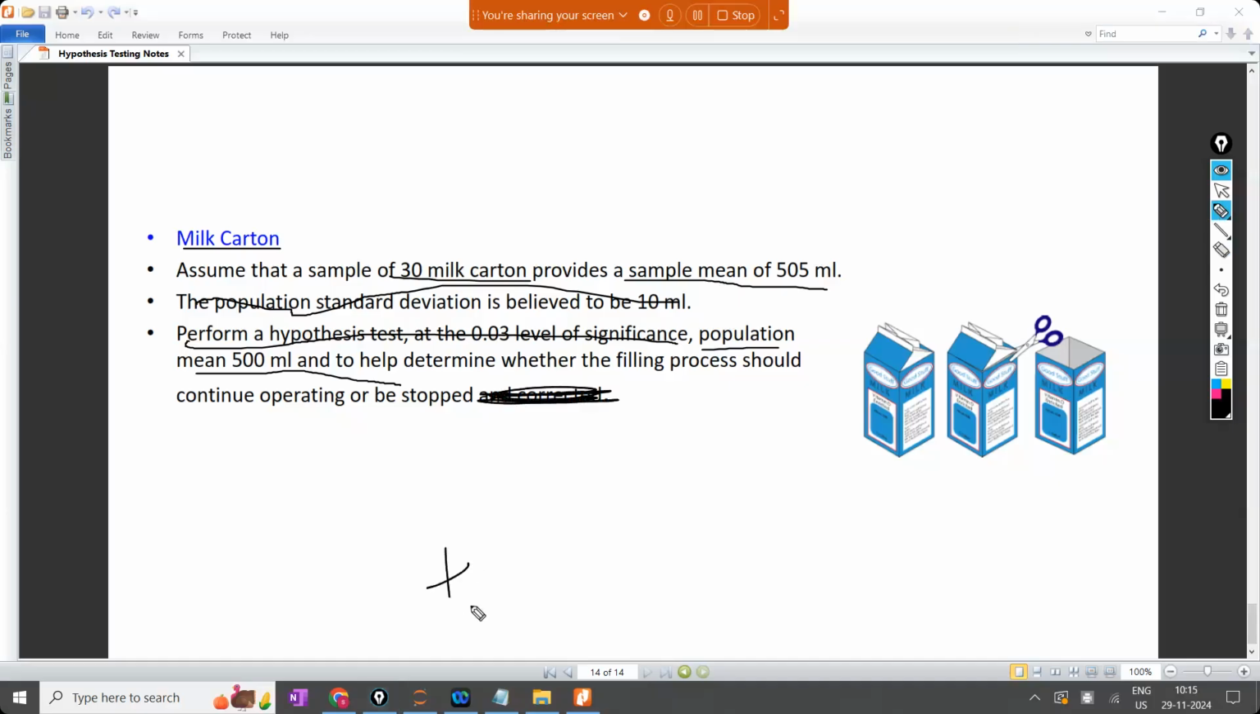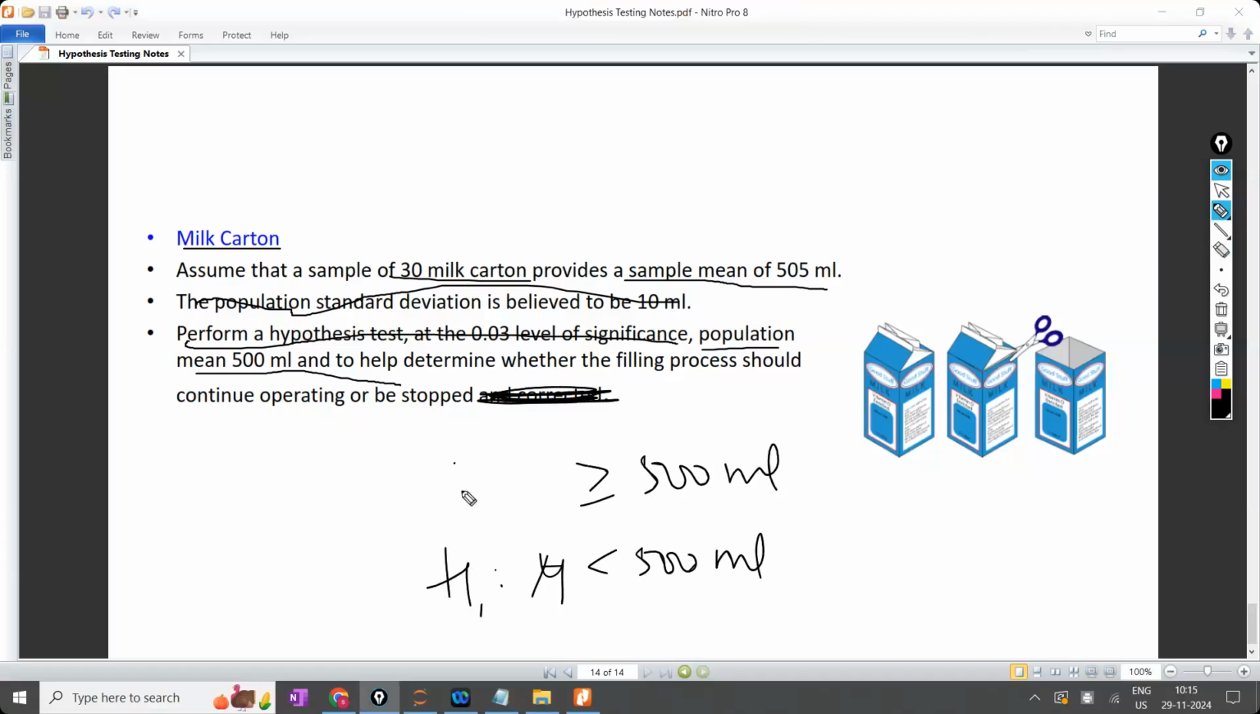If it is less than 500 ml, he will take the action. If it is greater than 500 ml, he will not take the action. This is from the inspector's point of view. For the inspector, 505, 510, 520 is also not a problem. If the company is giving extra free, what is the problem for the inspector?